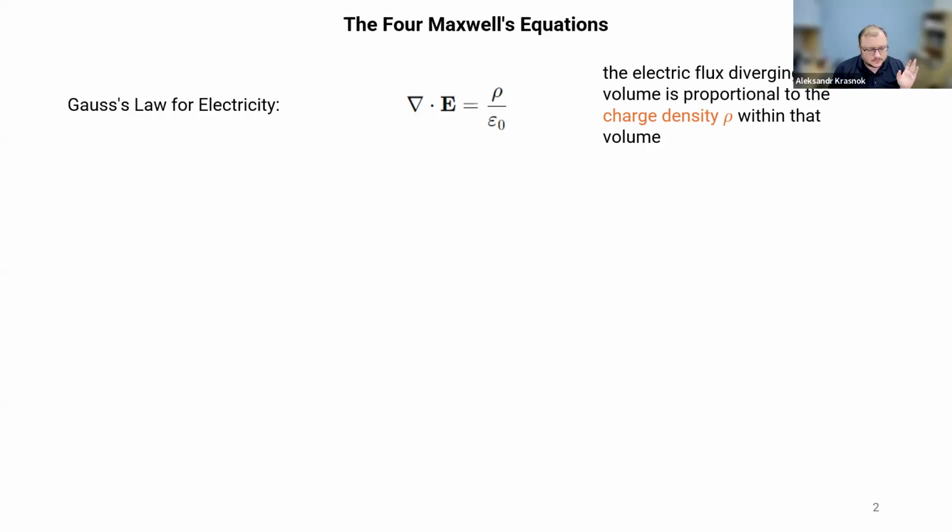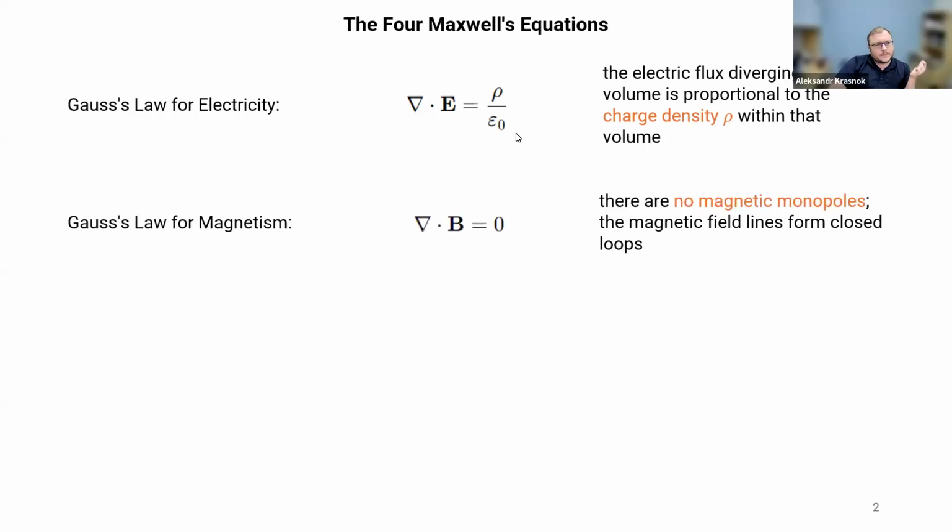The first one is Gauss's law, which basically describes the intensity of the electric field through the source of the field. The divergence of the electric field at any point in space is given by the electric charge density at the same point.